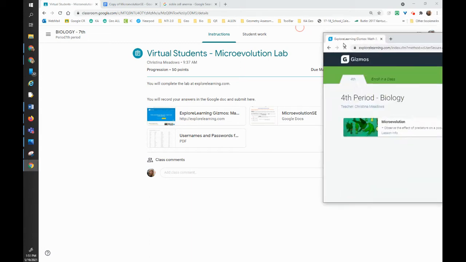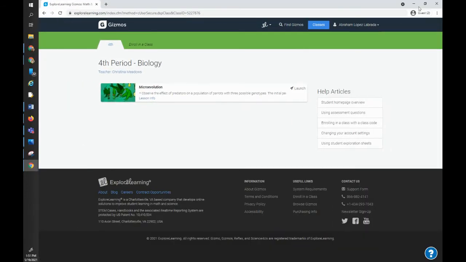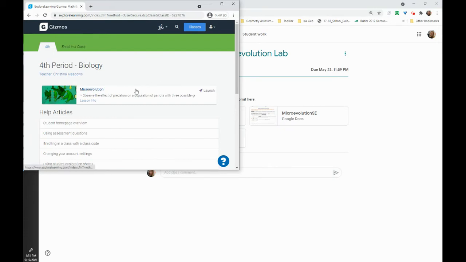And when you log in, it will say your class period at the top. But other than that, it should look like this. You should see the Microevolution Lab, and you'll click Launch.